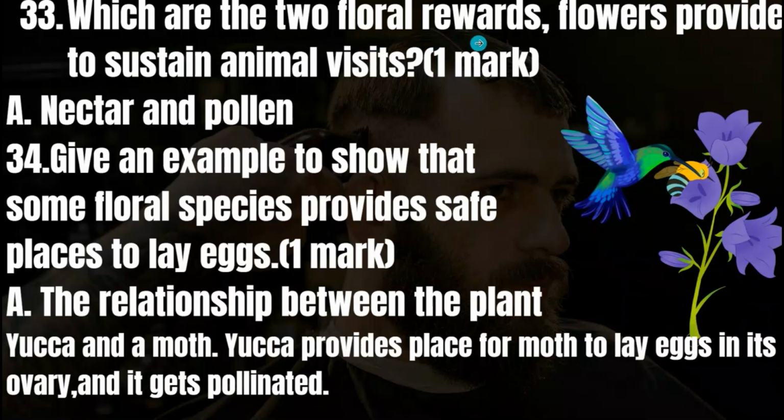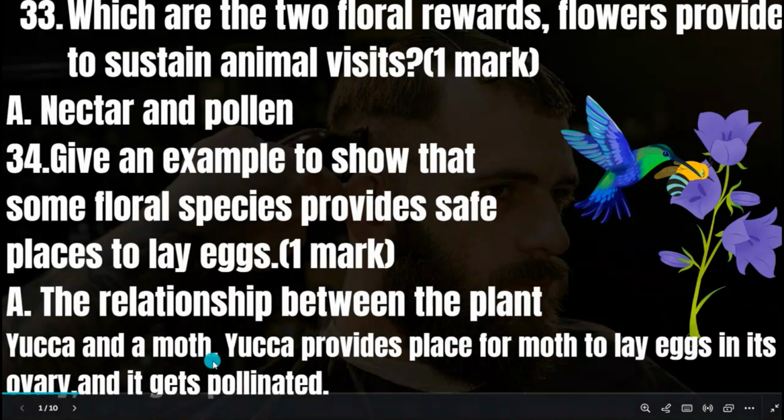Which are the 2 floral rewards flowers provide to sustain animal visitors? This question carries 1 mark. Answer is nectar and pollen. Give an example to show that some floral species provide safe places to lay eggs. That also carries 1 mark. Answer is the relationship between the plant yucca and a moth. Yucca provides a place for the moth to lay eggs in its ovary, and when the moth comes to lay eggs, the yucca plant will get pollinated.